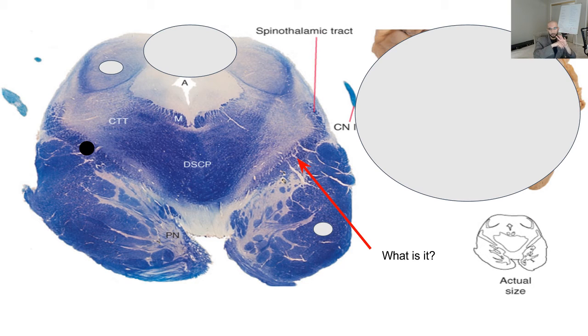All right? So here's a question for you. Let's have it in the chat. What is this? What is this that the arrow is stuck into right now? Let's see what you guys think.